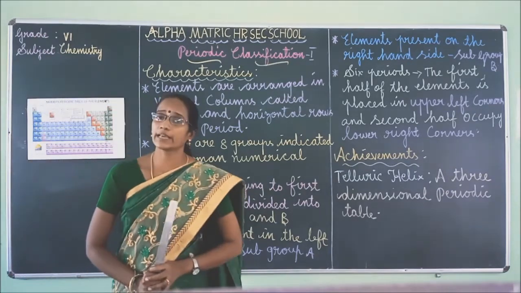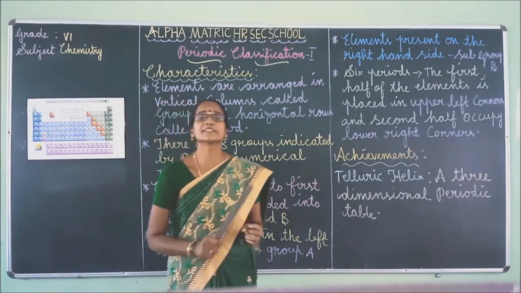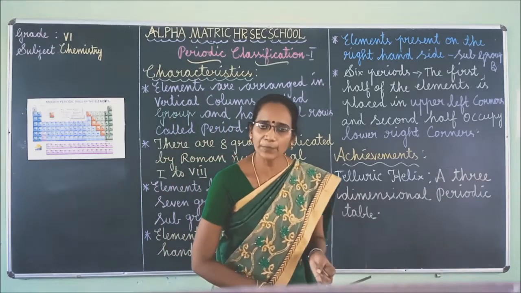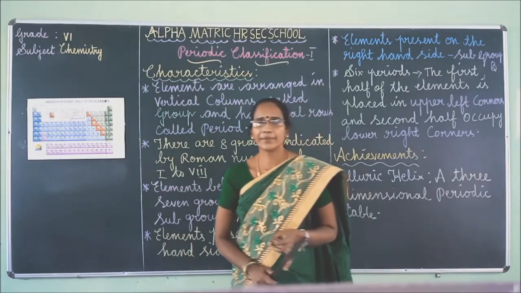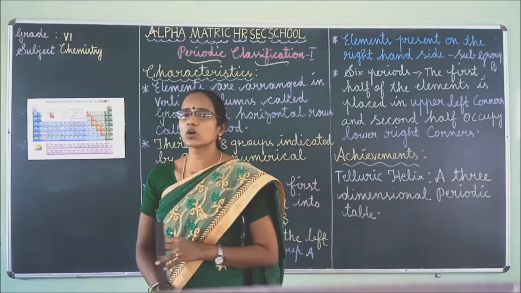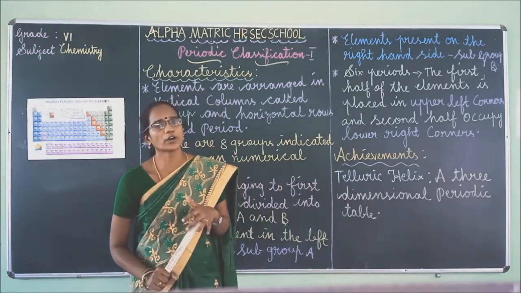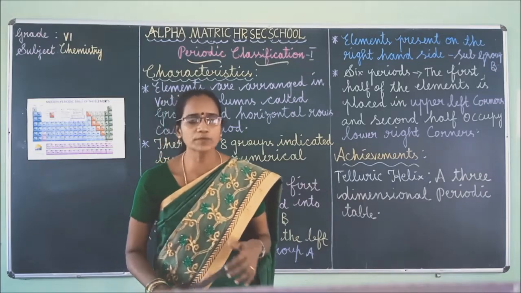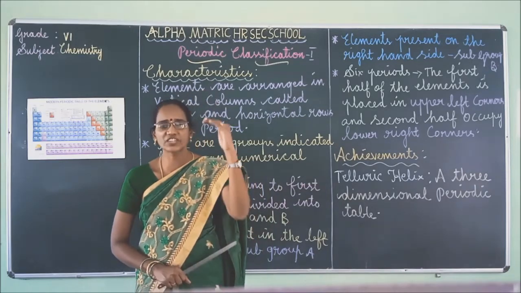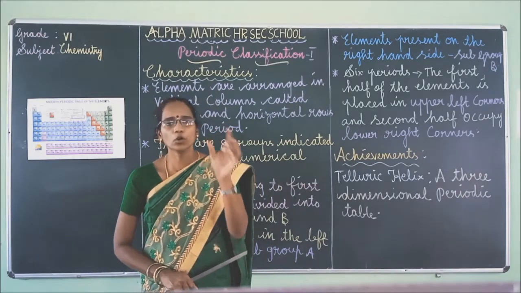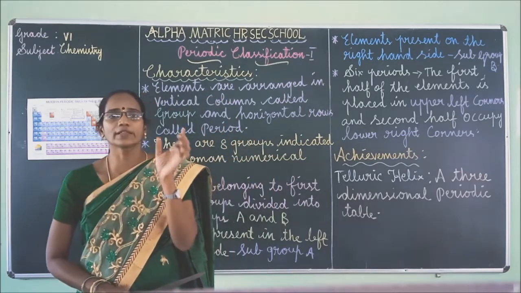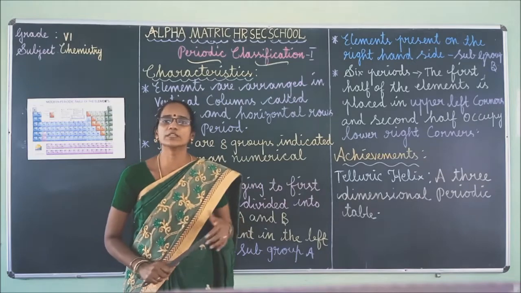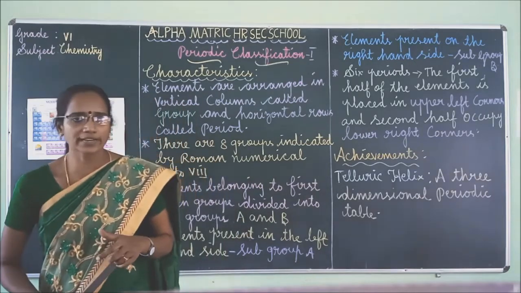So the periodic table consists of periods and groups. There are 7 periods in the periodic table. The horizontal rows are called periods and the vertical columns, from top to bottom, are called groups. There are 18 groups present in the periodic table and you have to know each and every group. The first group starts from this to this. What are the elements present in the first group? These things you have to remember, right children?